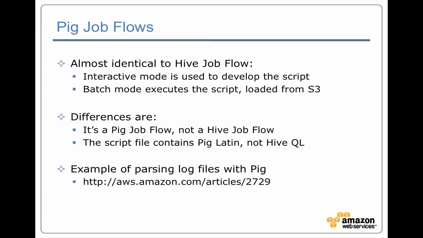All this stuff we've been talking about pretty much has had to do with Hive. Pig is very similar. When you create your job flow, you have the option of saying this is Pig instead of Hive. You have an interactive mode similar to Hive where you can work on developing your Pig scripts. Just some obvious differences, like if you're executing a script file, then it's going to be Pig Latin in there, not HiveQL. And there is an example of parsing log files using Pig for those of you who want to try out Pig and Elastic MapReduce, and the URL to it is there at the bottom of the slide.